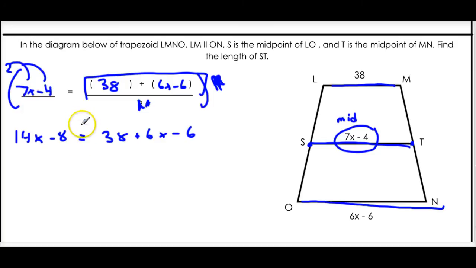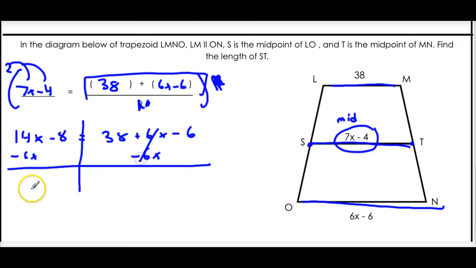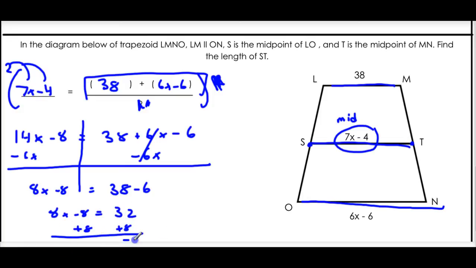From here, I'm just going to solve it algebraically. Put the line down. Let's subtract 6x from both sides. When I do that, this cancels, and I get 8x minus 8 is equal to 38 minus 6. Combine like terms, 8x minus 8 is equal to 32. Add 8 to both sides, and I get 8x is equal to 40. Divide by 8 on both sides, and I get x is equal to 5.